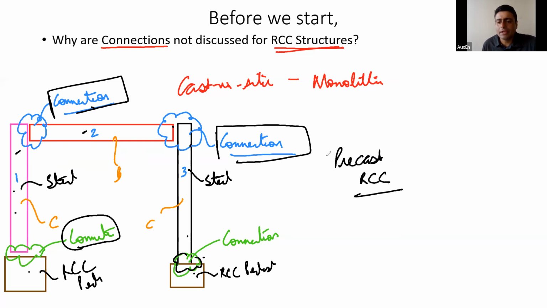So when we discuss precast RCC, over here also we have to understand about the connections, because of the different dissimilar elements that we have to join in precast. So connections become not relevant in RCC, but in steel structures we have to discuss about connections. So this was the first point I just wanted to clarify.